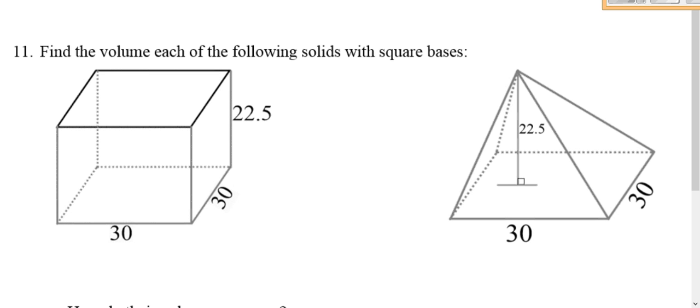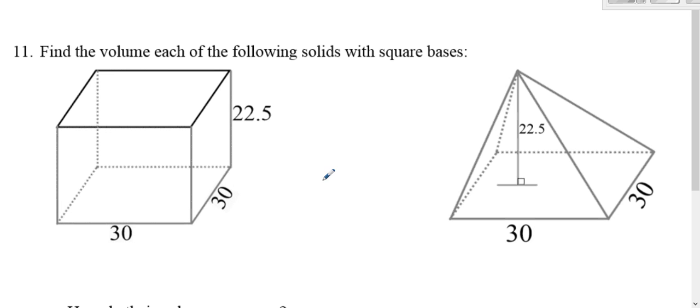Find the volume of each of the following solids with square bases. So this has got a 30 by 30 square base. This also has a 30 by 30 square base. This has a 22.5 height. This also has a 22.5 height. So we've got a prism and a pyramid with the same base and the same height.